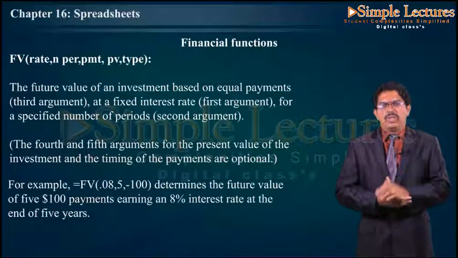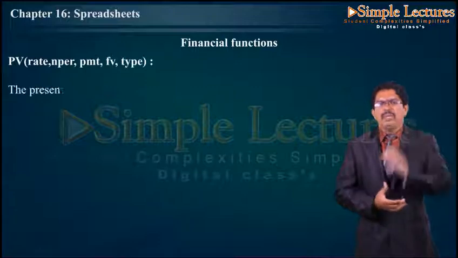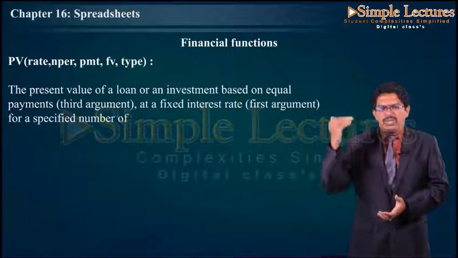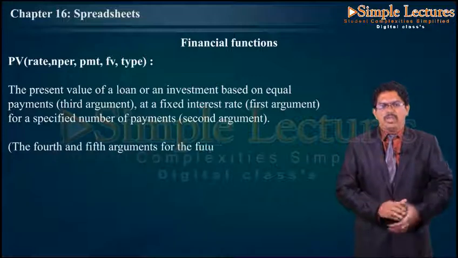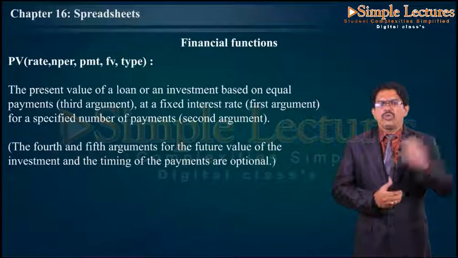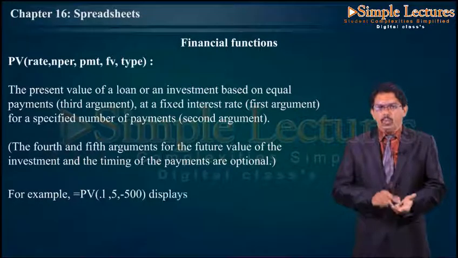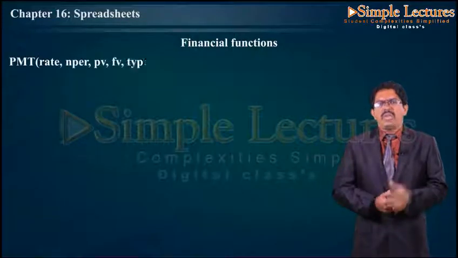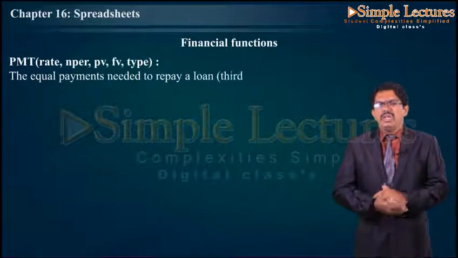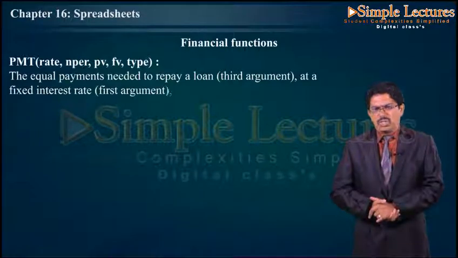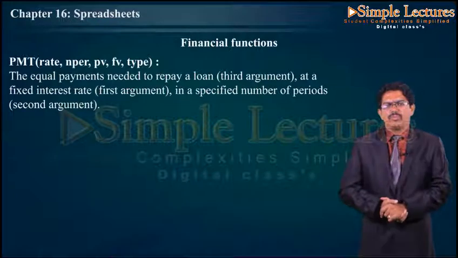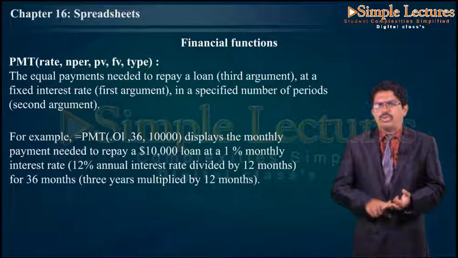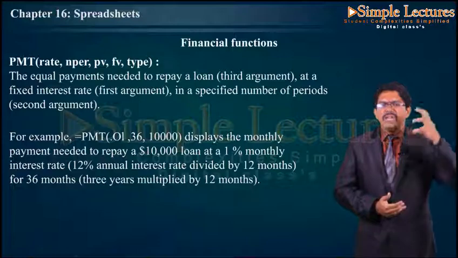PV(rate, NPER, PMT) returns the present value of a loan or investment based upon equal payments and a fixed interest rate for a specific payment. The fourth and fifth arguments are for a future value. Example, PV(0.1, 5, -500) displays the current value. PMT(rate, NPER, PV) returns the equal payments needed to repay a loan at a fixed interest rate in a specific number of periods. Example, PMT(0.01, 36, 10000) displays the monthly payment needed to repay 10,000 at 1%.